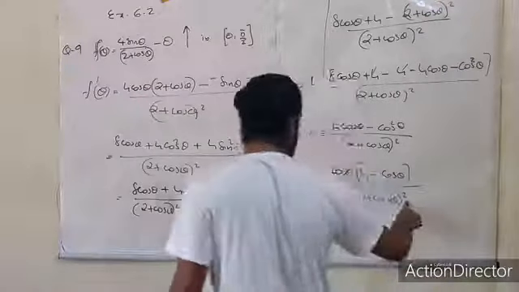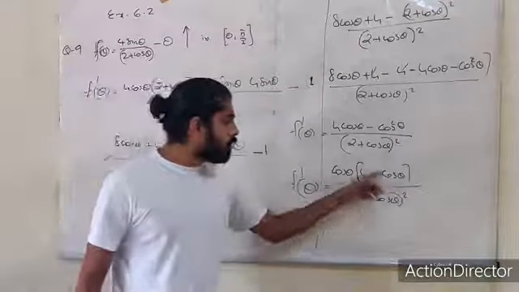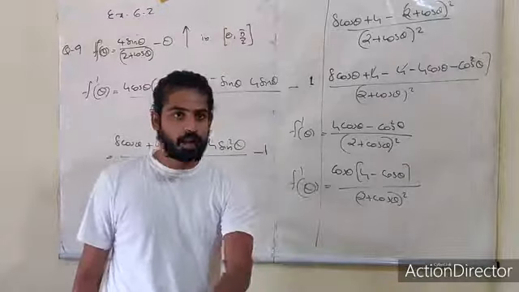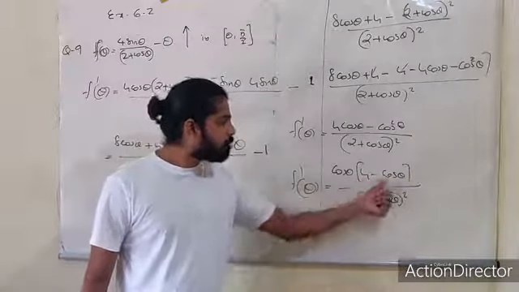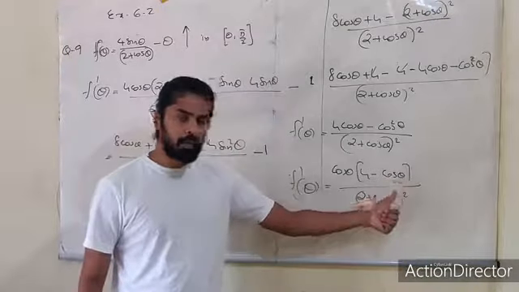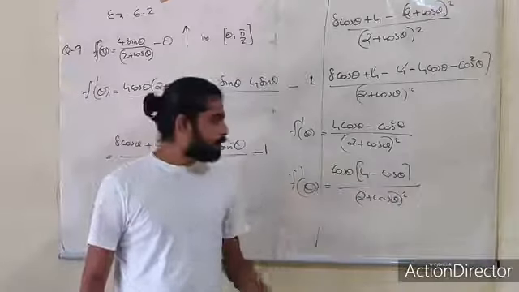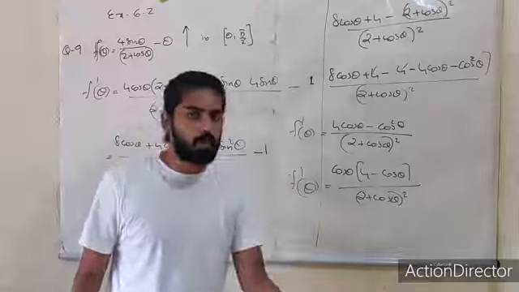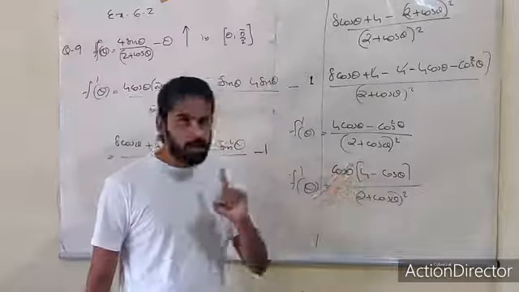4 minus cos theta is always positive because the value of cos theta always lies between negative 1 and 1. So the maximum value of cos theta is 1, then 4 minus 1 will be 3. So this value will always be positive. There is no chance of negative. If this were negative, cos theta would have to be greater than 4, which is not possible. So this term inside the bracket is positive.